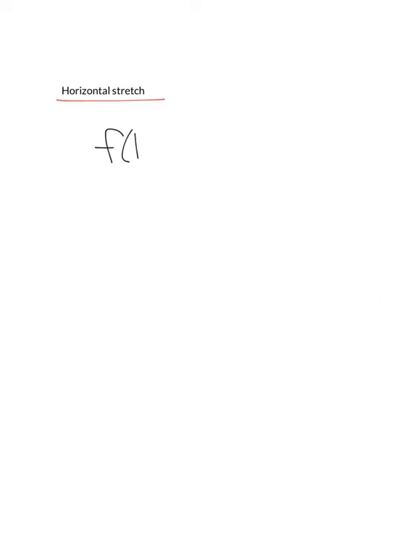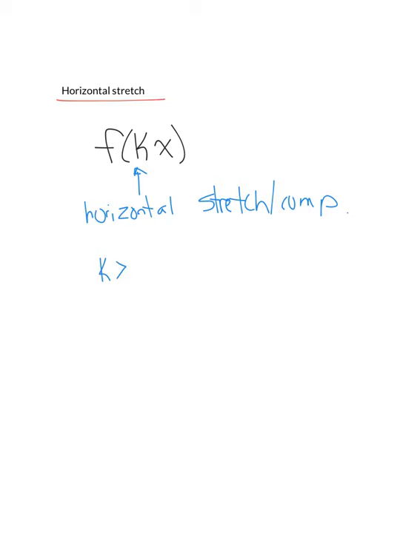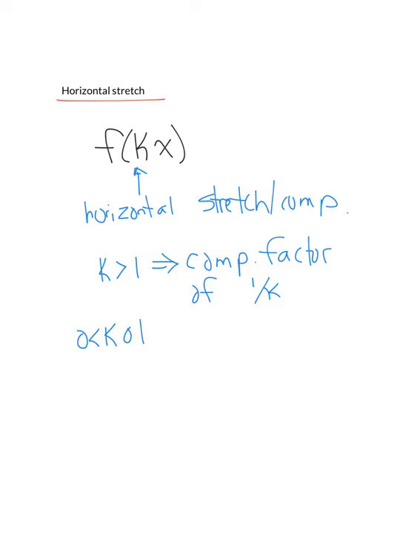A horizontal stretch or compression is taken care of by a k inside of the bracket here with the x. Now this one is backwards compared to our a. So for this one, if k is greater than 1, this tells us that we have a compression by a factor of 1 over k. So for example, if it's 2 in there, that means that it's being compressed by a factor of 1 over 2, or 1/2.